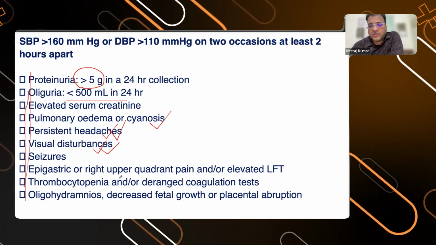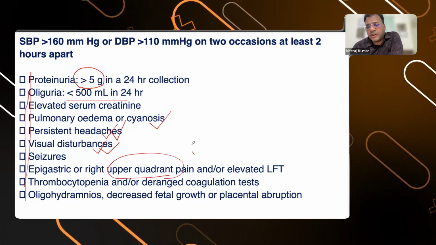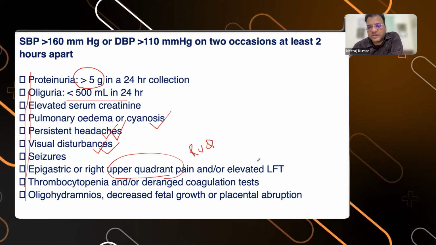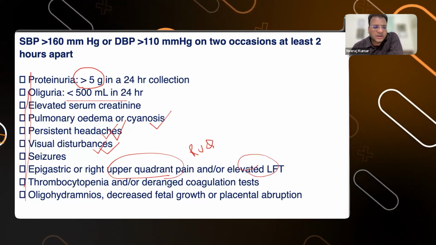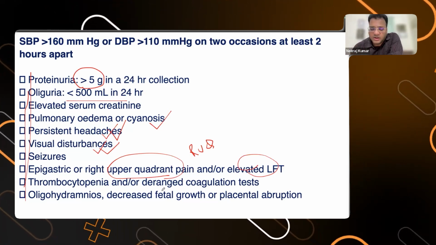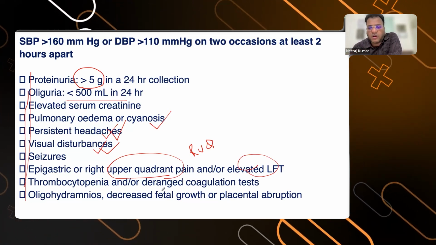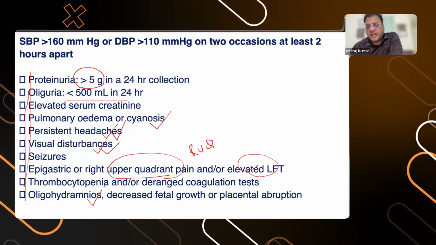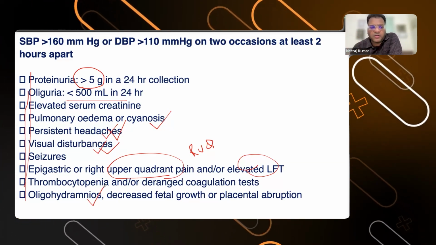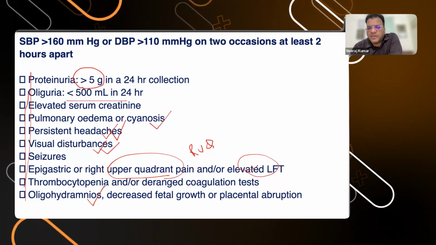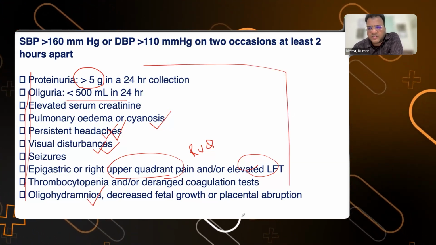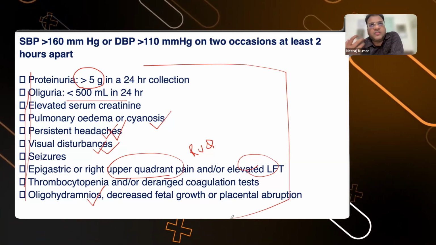The patient will now start complaining of right upper quadrant pain, along with elevated liver function tests. Then the patient may have some derangements in the coagulation profile, like thrombocytopenia, or the patient will have decreased amniotic fluid leading to oligohydramnios, or there may be some IUGR or placental abruption. So in a nutshell, this is the overall problem with these patients.